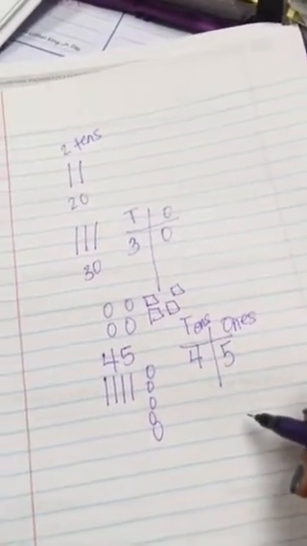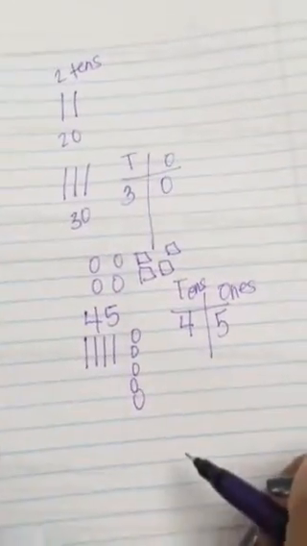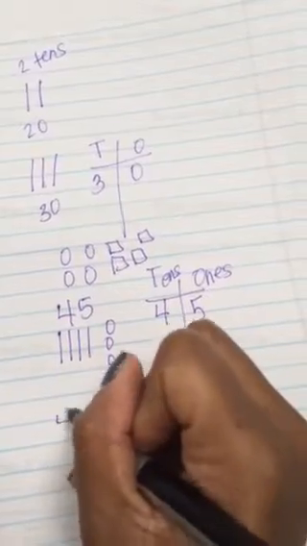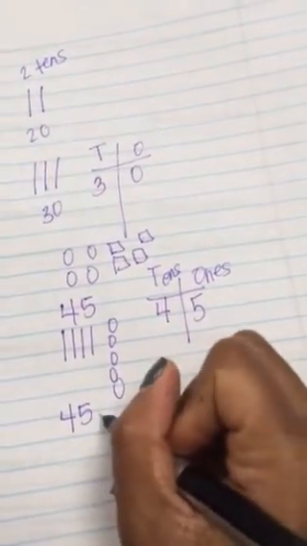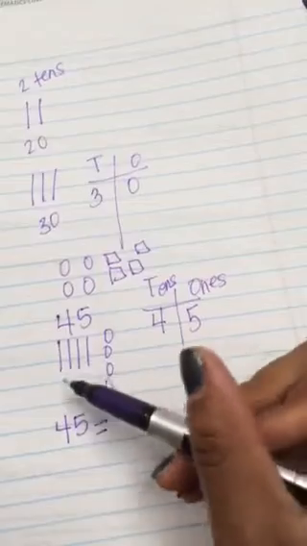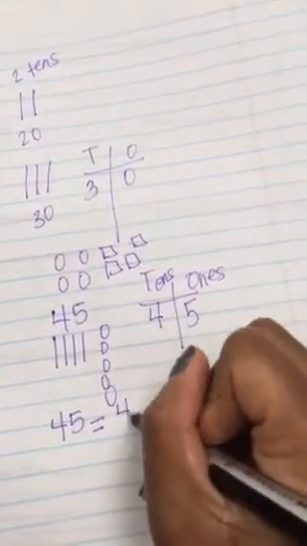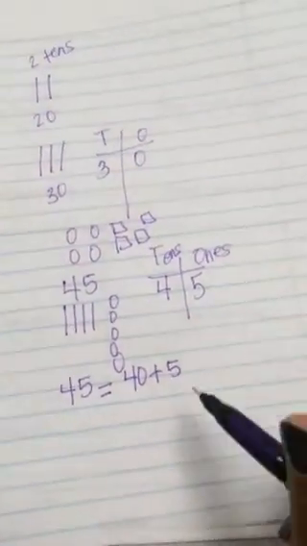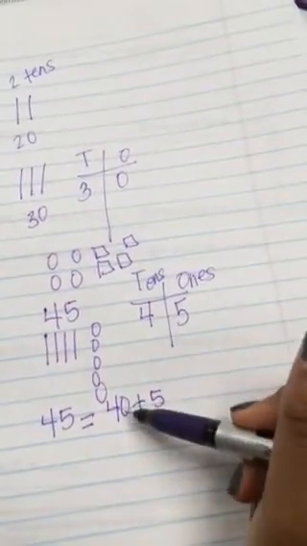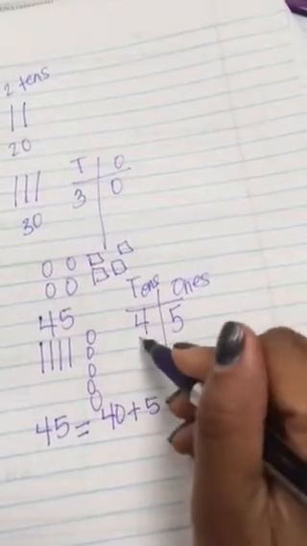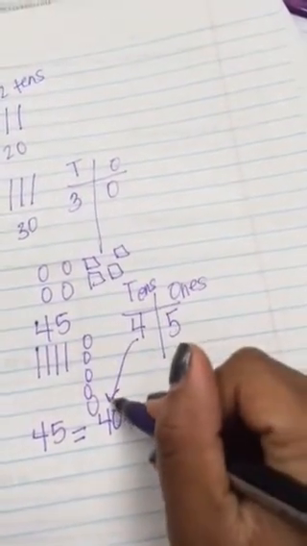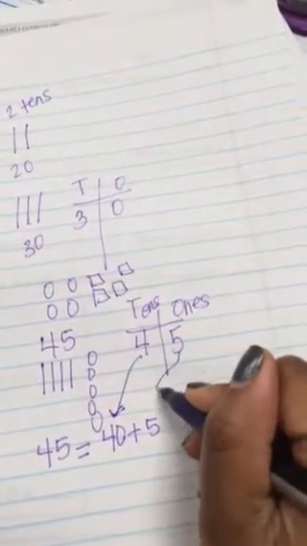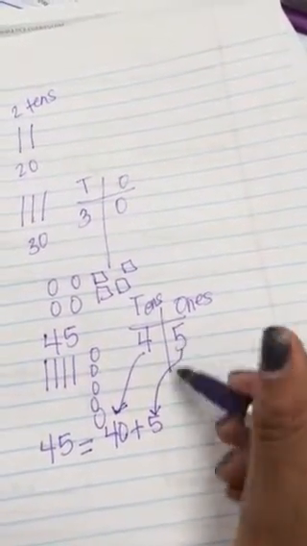5 ones, okay? But if I were to write an addition problem to go with this, I would do 45 equals, and then I have 40 plus how many ones? 5. Now what I tell the students is that number 40 came from the 10 spot, but all I did was add a 0. And then my single digit, the 5, came from the 1 spot.